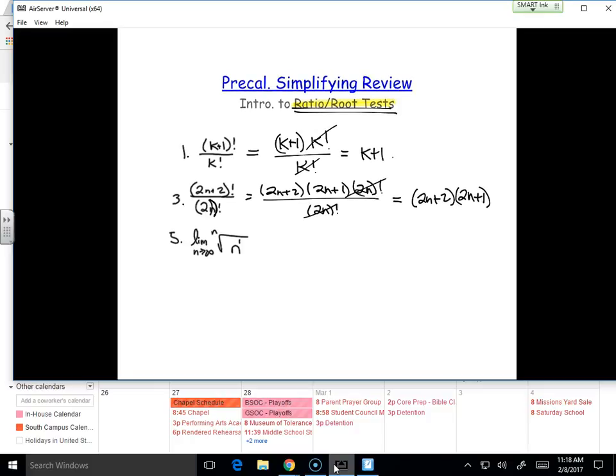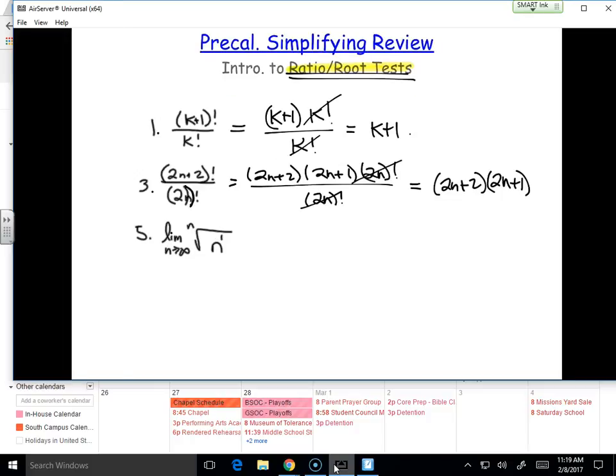Let's just talk really quickly about the last one. 1 over n to the 1 over n, right? It's n to the 1 over n, and it's a special limit, so just 1.